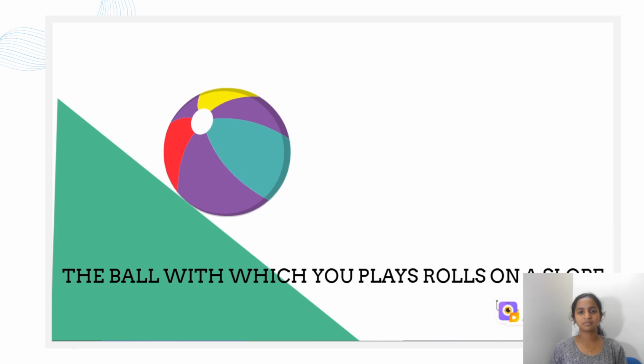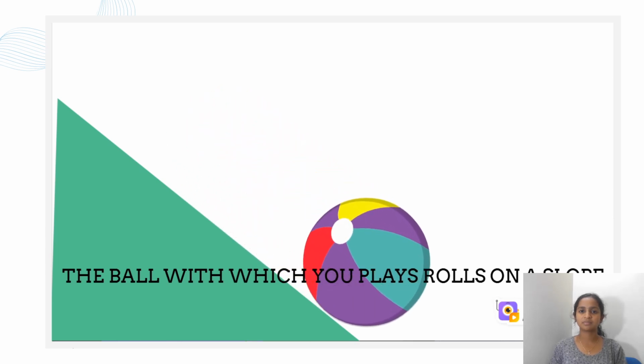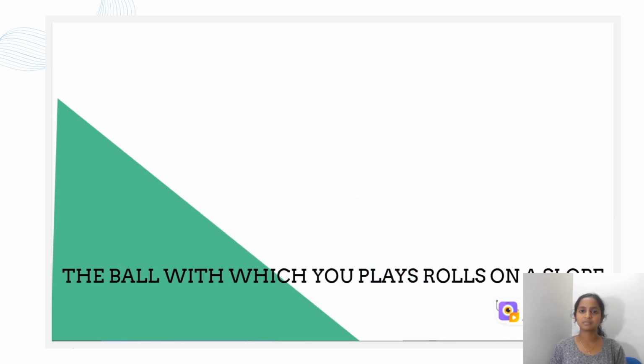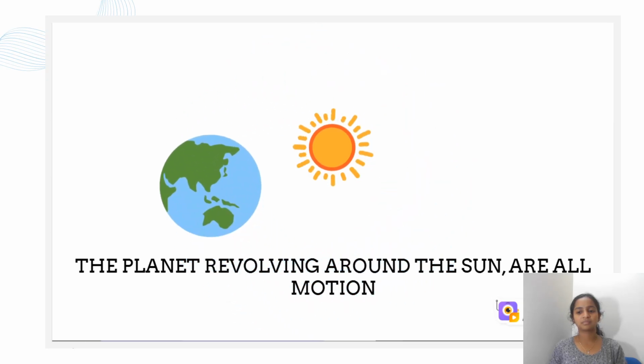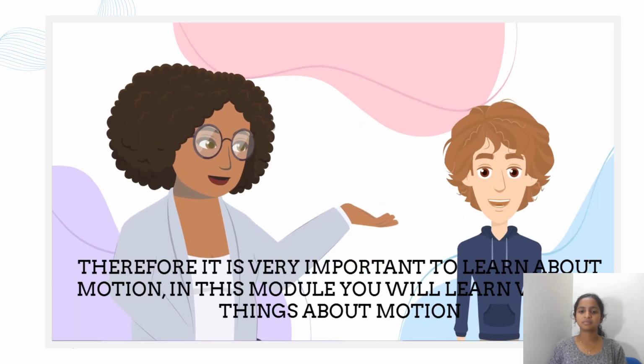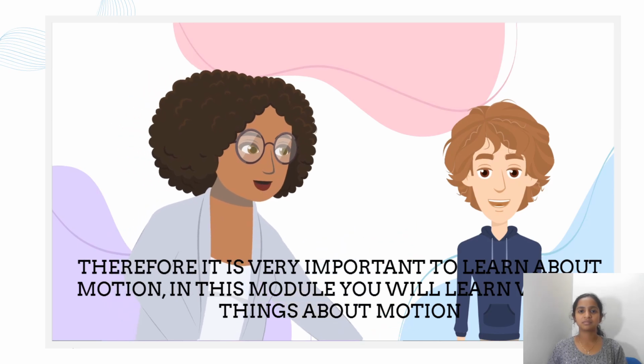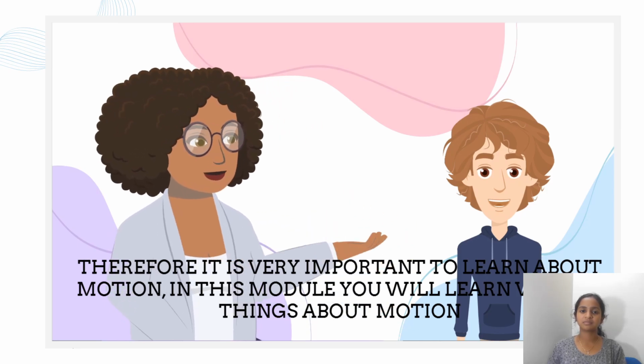The ball with which you play, when on the slope, rolls down, right? It is also motion. The planets in our solar system are also in motion. Therefore, it is very important to learn about this term motion. In this module, you will learn various things about motion.